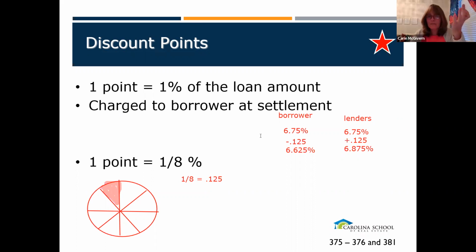So when does the lender get that money? Say it again. When does a lender get the money? At settlement. The buyer brings that extra money to settlement. So he's only getting the 6.75 for that initial thing. That's it. Then it goes to 6.625. This is the lender's piece right here. For the lender, it's about the yield. For the borrower, it's about the interest rate.